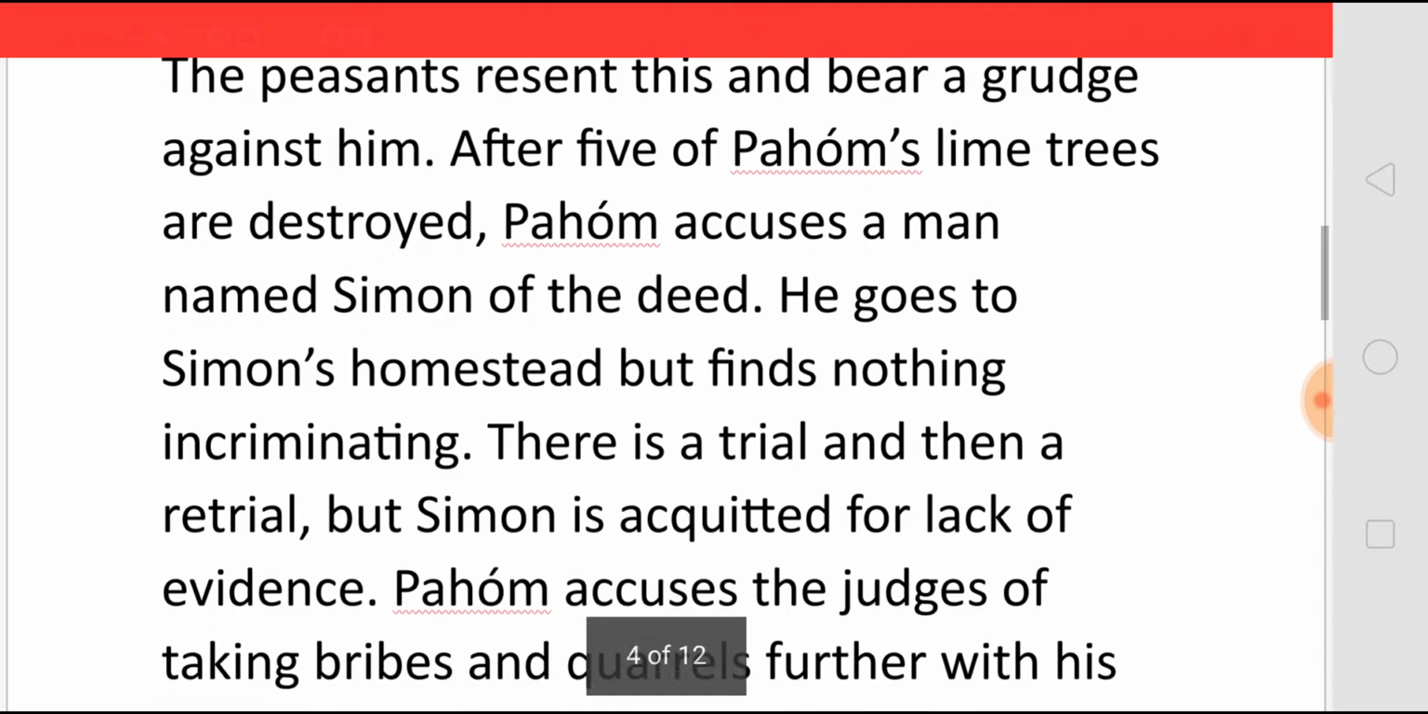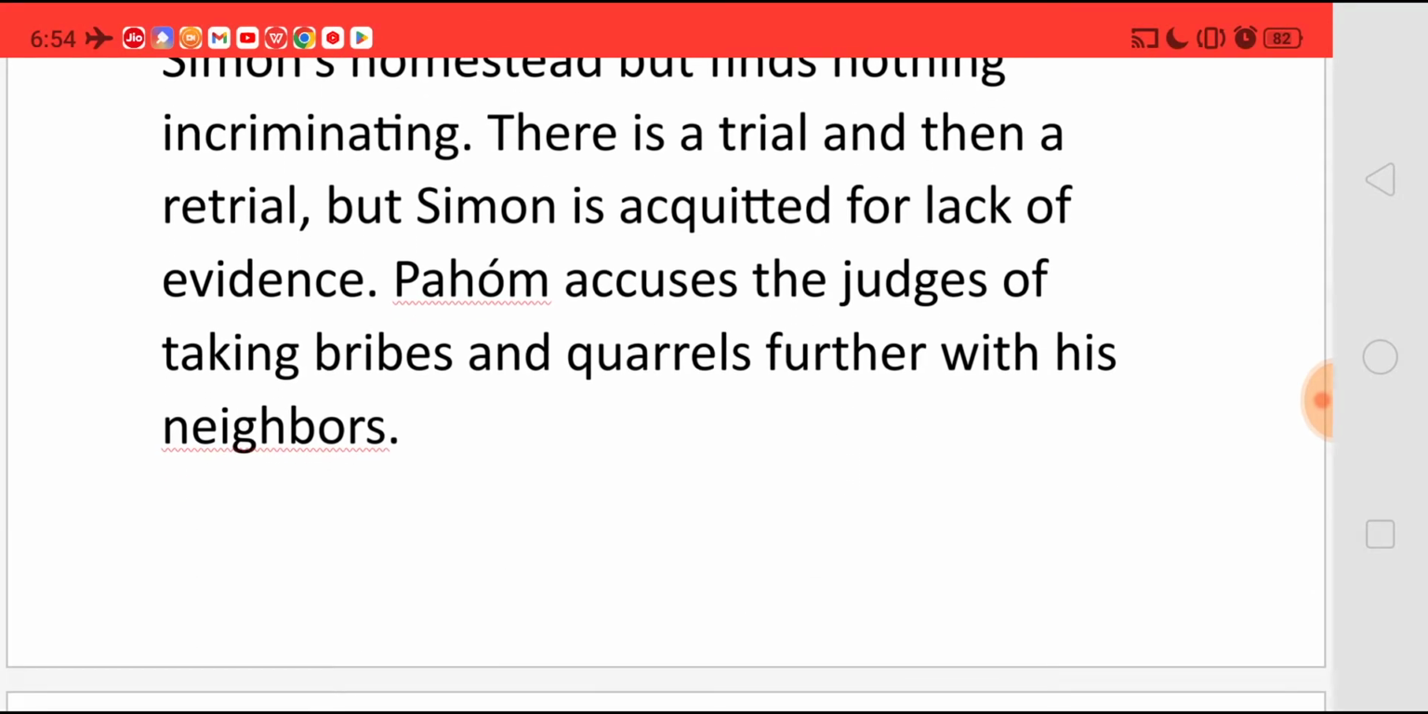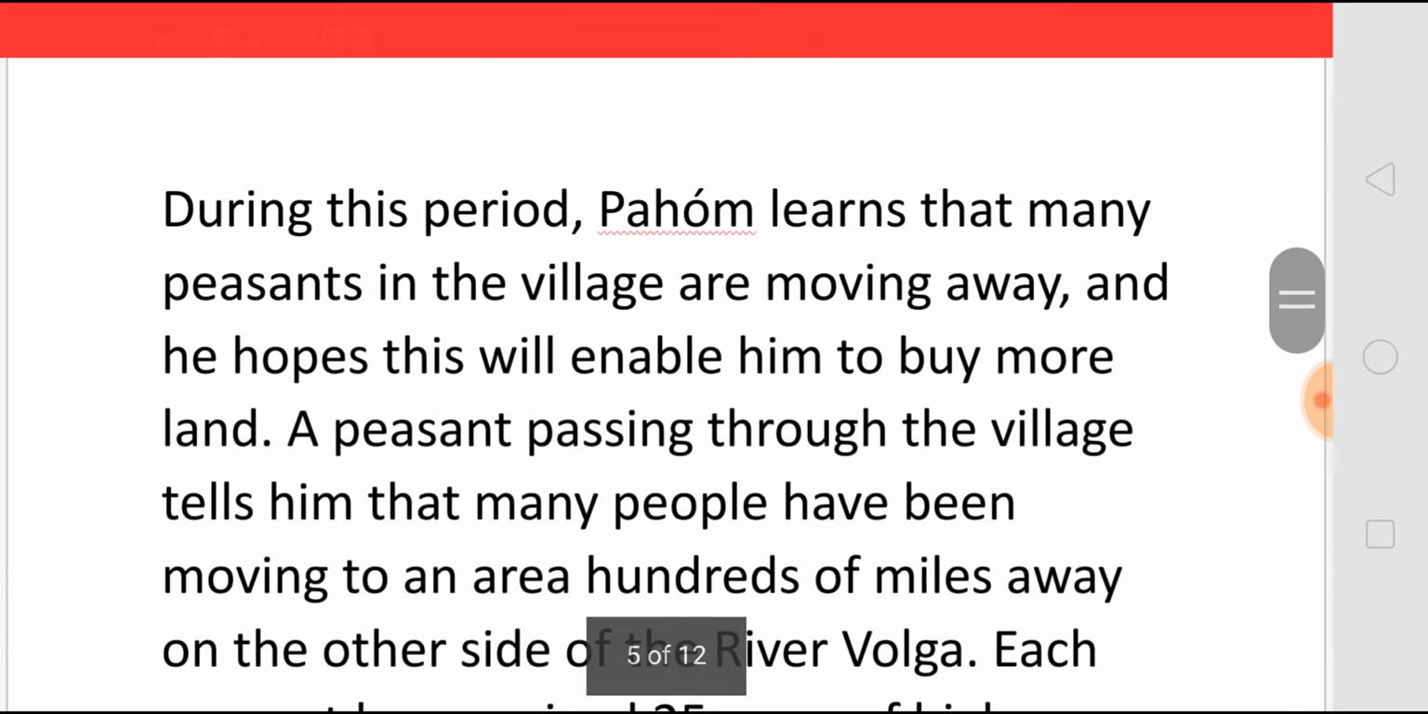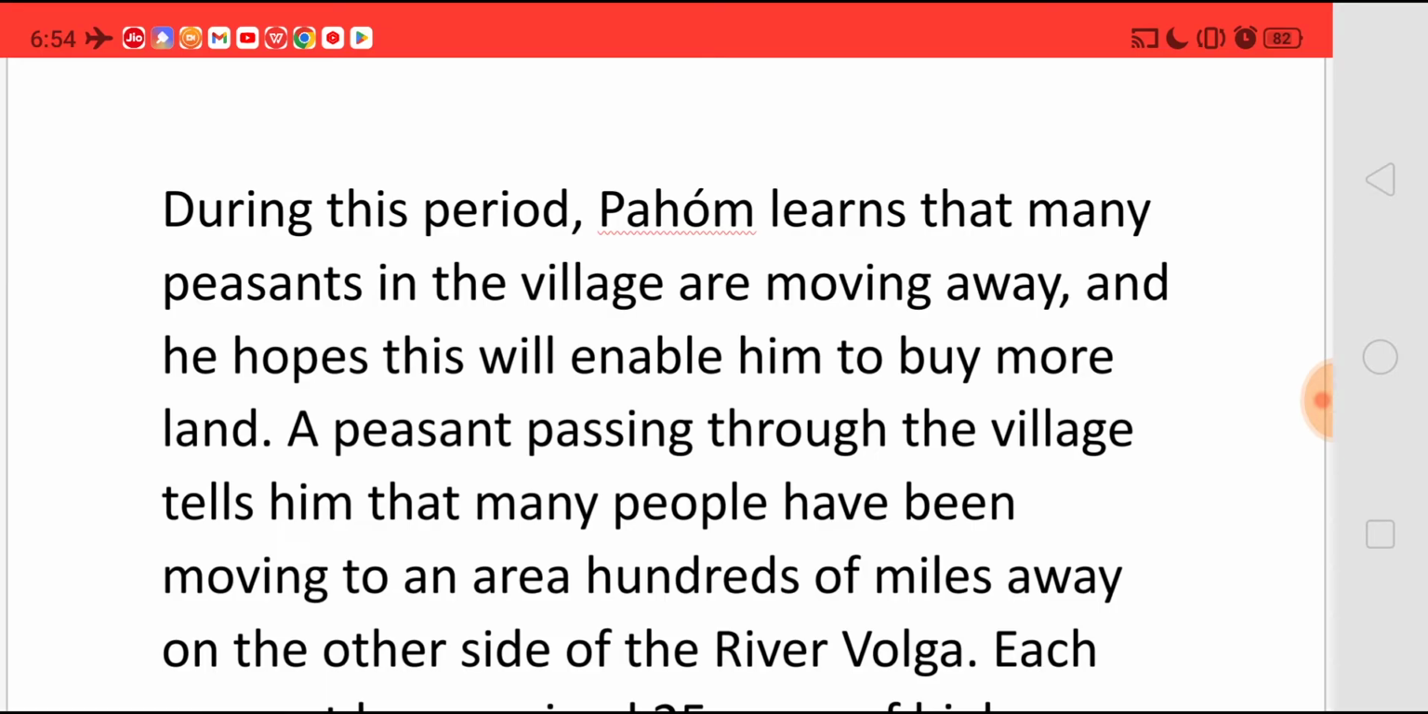And Paham accuses the judges of taking bribes and quarrels with all his neighbors. During this period, Paham learns that many peasants in the village are moving away, and this gives him a feeling that now he will be able to buy more land, because the peasants who are leaving the place are selling their land at a very cheap rate because they have to vacate faster.